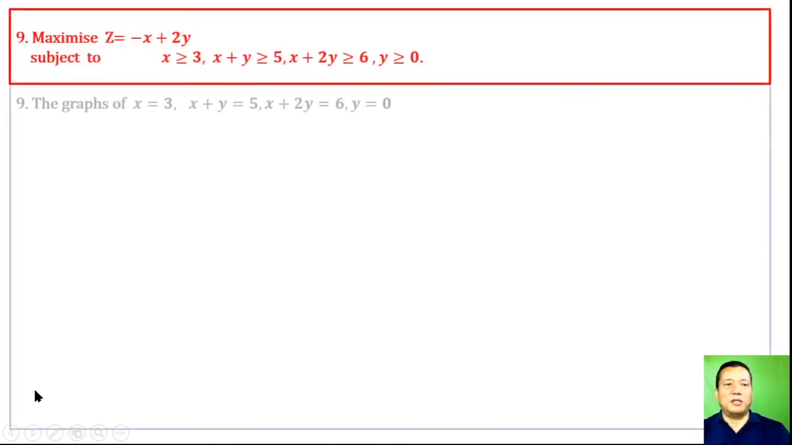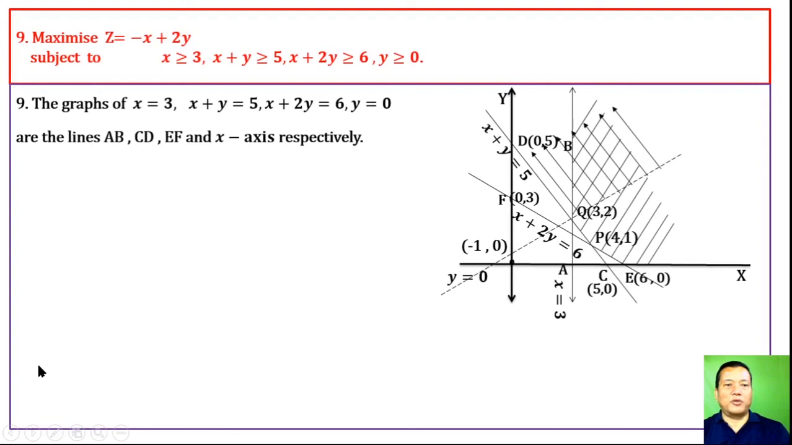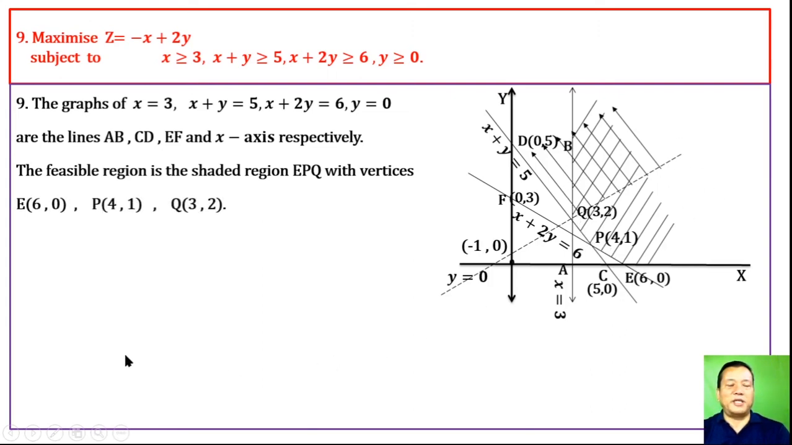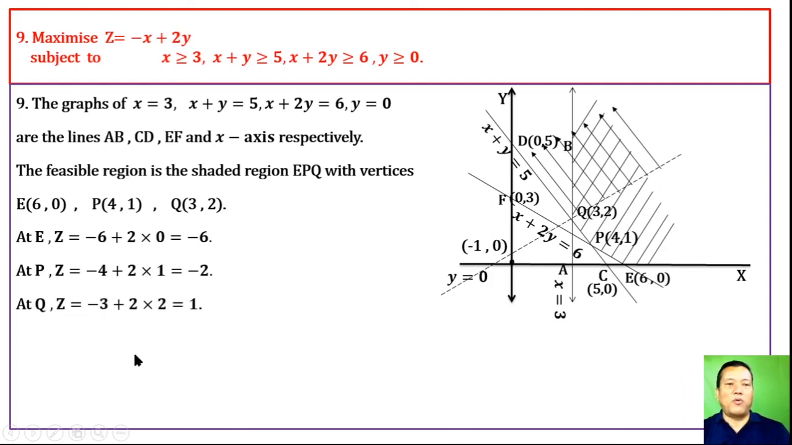Question number 9. Let us draw the graph of the corresponding equations. The graph A, B, C, D, E, F, x-axis. The feasible region is the shaded region EPQ with vertices E that is 6, 0, P that is 4, 1, Q that is 3, 2. At E the Z value is minus 6, at P the Z value is minus 2, at Q the Z value is 1.